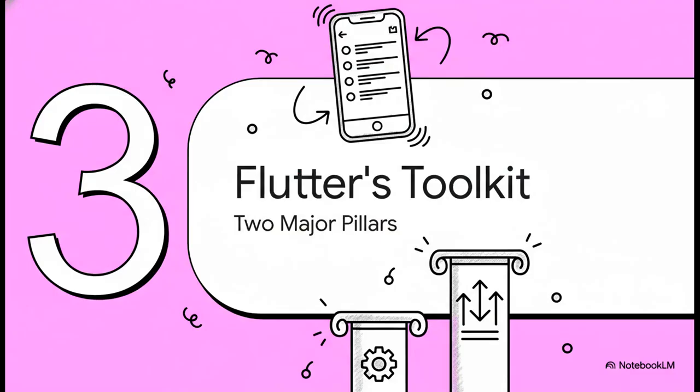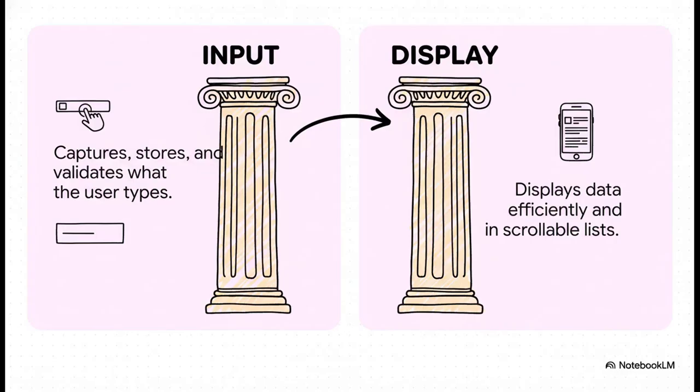Now, to make all of this happen, Flutter gives us this really powerful toolkit. It's pretty much built on two main pillars that let us create these dynamic, interactive experiences with, honestly, remarkable efficiency. These two pillars, they really work as a team. The first one on the left is all about handling the input. It captures, stores, and validates whatever the user types. The second one on the right is all about the display, taking that data and presenting it back to the user in a clean, scrollable list.